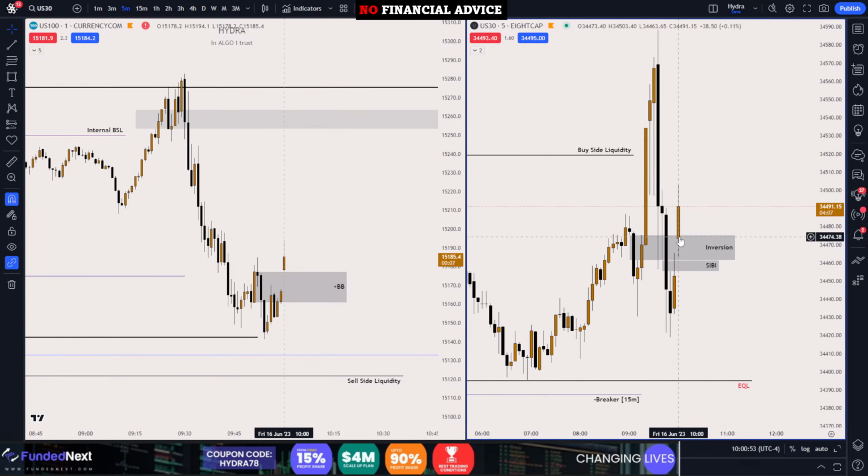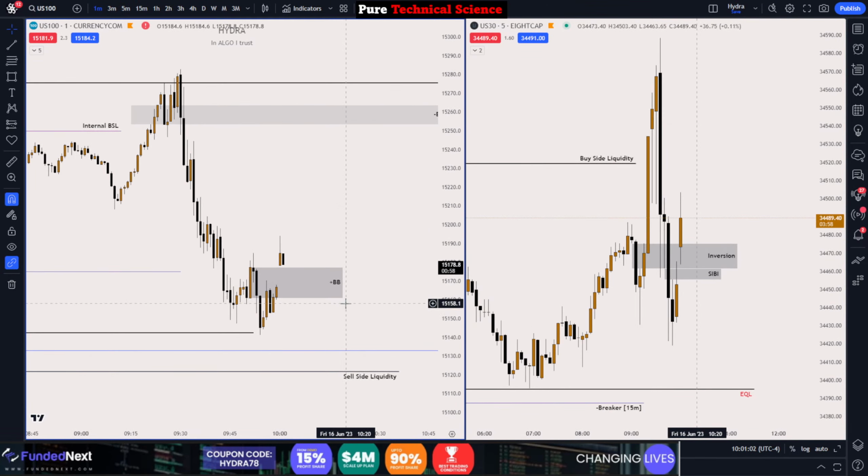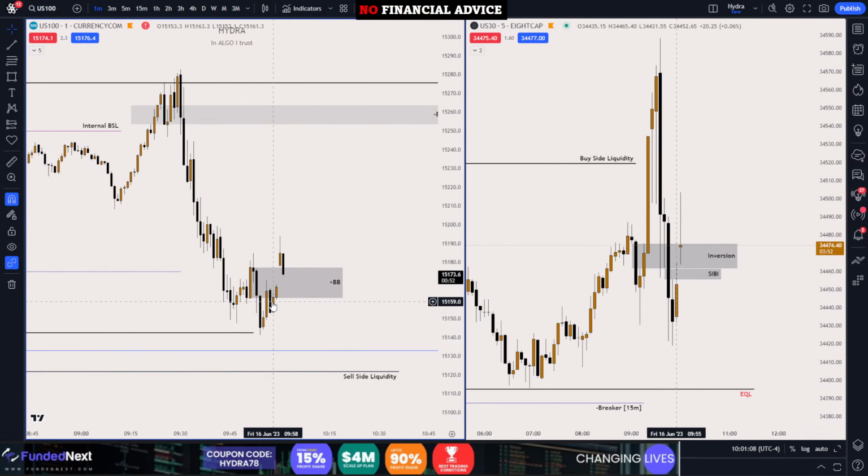So as I told you guys, if price is going above this inversion, it will hit the premium level based on the measurement of this dealing range. So I want to see higher prices from this level here. Price hit this breaker block. We do have a small little gap here.